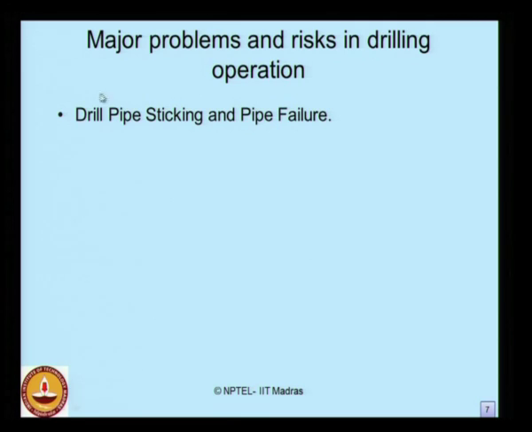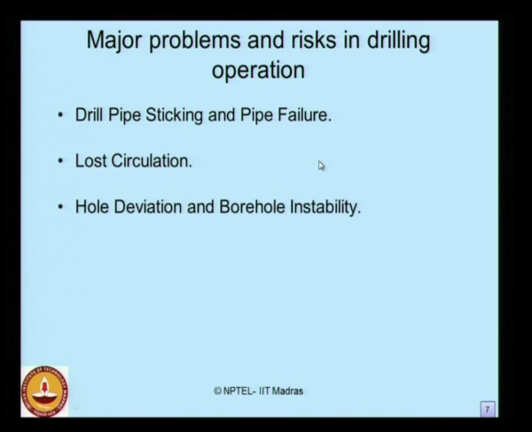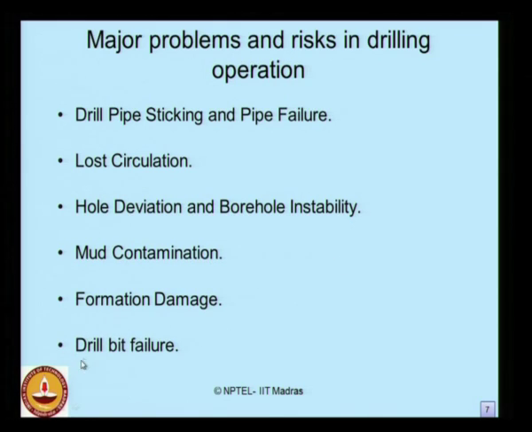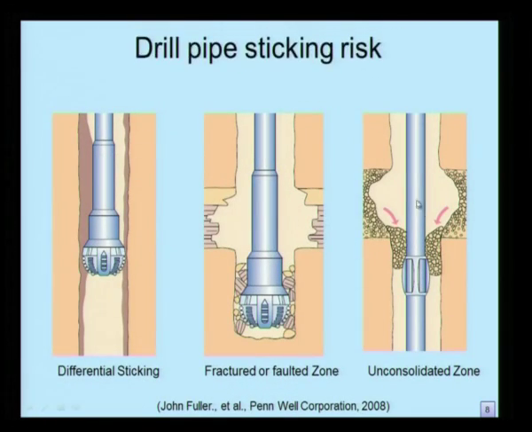Foremost could be a drill pipe sticking and the pipe failure. The major problem can also occur due to lost circulation. It can be either from hole deviation and borehole instability. It can also occur from mud contamination. It can also be due to formation damage. It can also result from what we call a drill bit failure. These are the major problems and risks involved in offshore drilling. Let us quickly see a few of them.